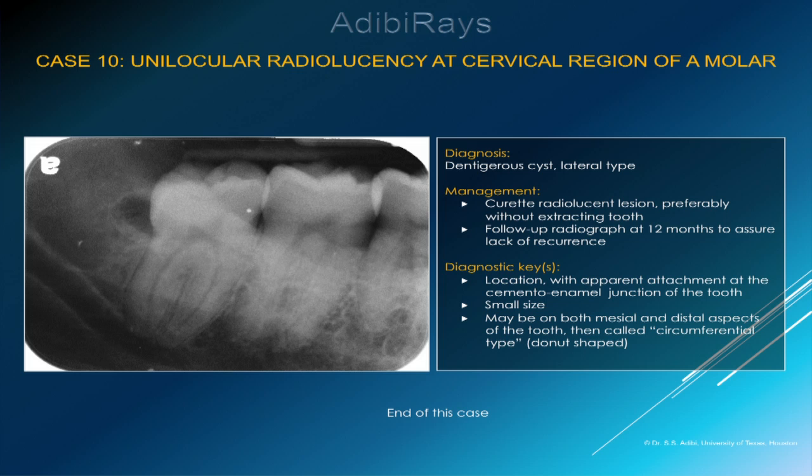The diagnostic keys to this case were the location of the lesion at the cemento-enamel junction of the tooth and its small size. Sometimes it may be located on both the mesial and distal aspects of the tooth, and then we call it the circumferential type.